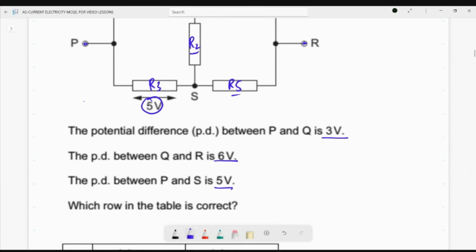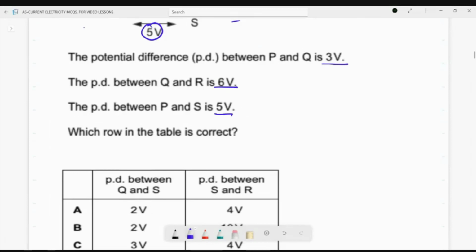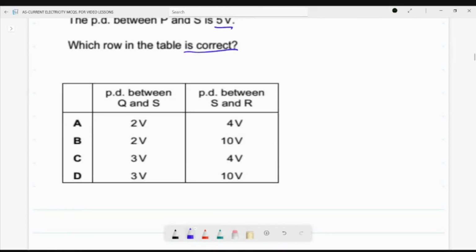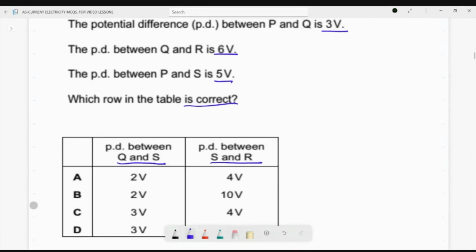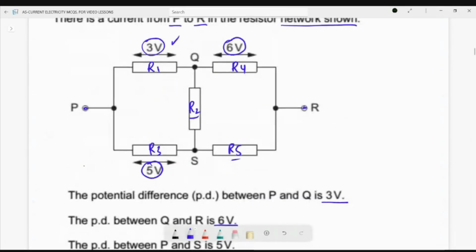Which row of the table is correct? So let's see what is given in this row. In this row, the given option is the potential difference between Q and S and the potential difference between S and R. Now, let's go back to the question, and I will explain how to handle this type of question with a very simple trick. This question is related to Kirchhoff's laws.